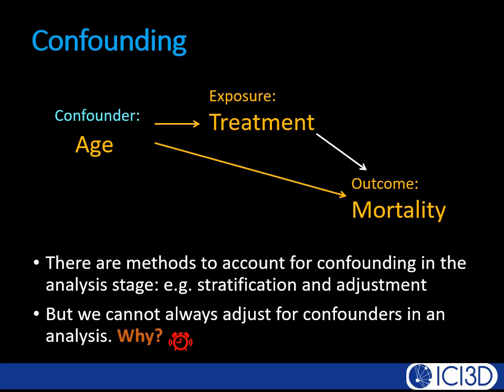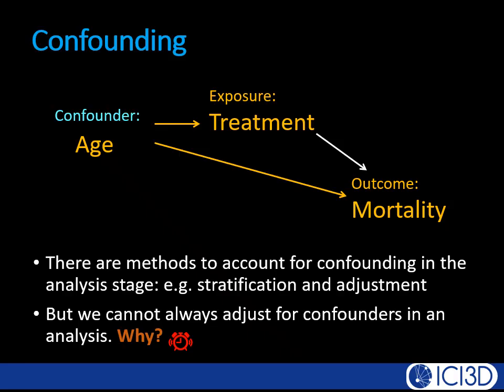There are methods to account for confounding in the analysis stage, for example, stratification and adjustment. With stratification, here we would divide the participants into strata of similarly aged people, and then we would study the treatment-mortality relationship within each of these strata. Because age doesn't vary much in a stratum, we would then be estimating the treatment-mortality relationship.